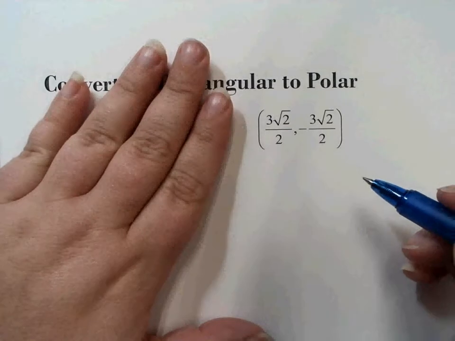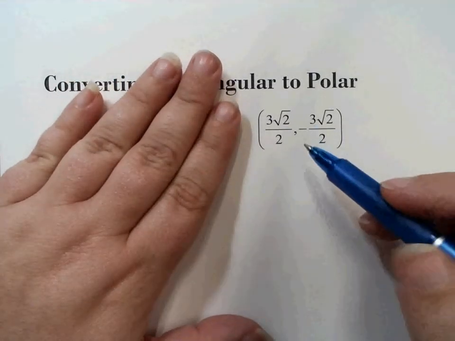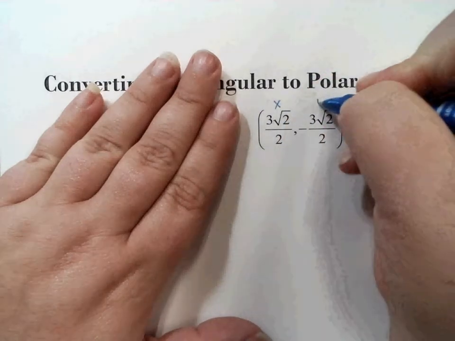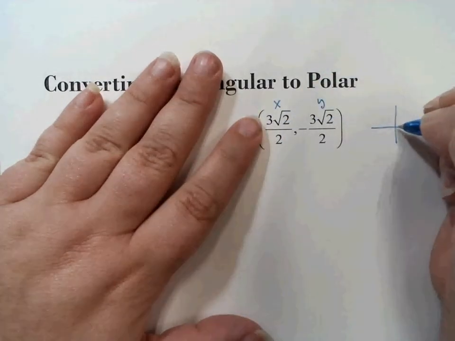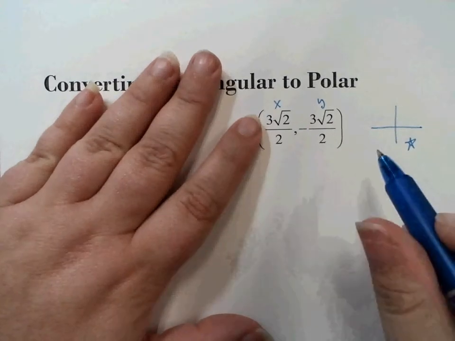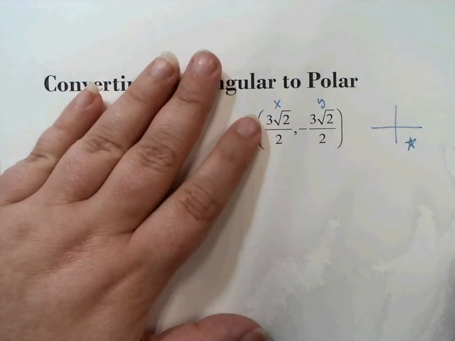So first off, what we want to do is just write down this coordinate point, and let's remind ourselves of what quadrant we're in. This is an x and this is a y. This is a positive and this is a negative. So if I go positive and negative, I should be in the fourth quadrant. So we're going to make sure that our theta and our radius get us to the fourth quadrant.